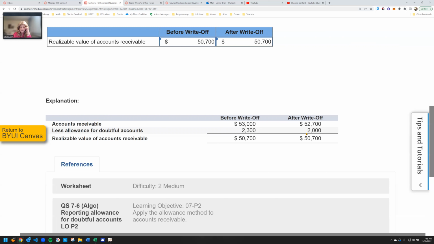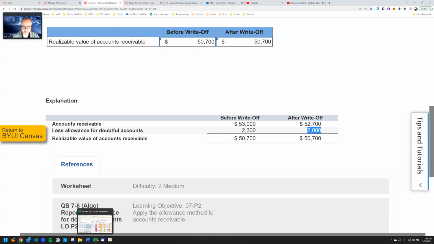It says after the write-off, I'm starting with 52.7, and before the write-off, I had 50,700. How do we get to the 50? Oh, it was the 53 minus. Yeah, so you're just taking the 300. Oh. Yeah, you're taking 300 off of this number. And so now your AR balance is 52.7 in this case. But effectively, then you're reducing your allowance as well. And so it goes down.